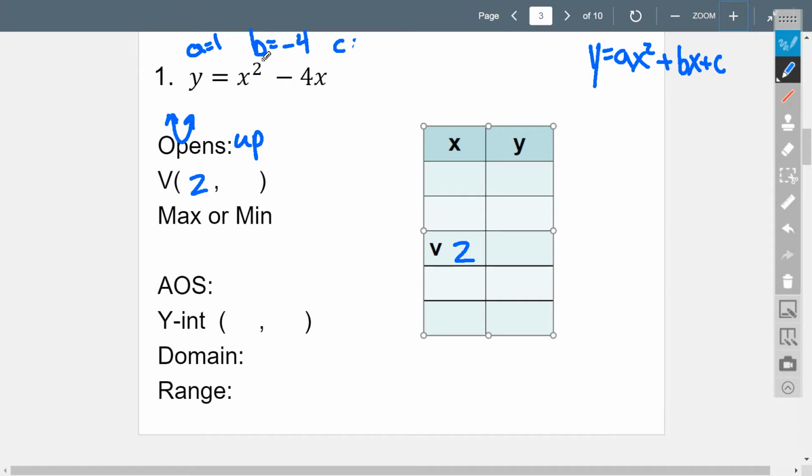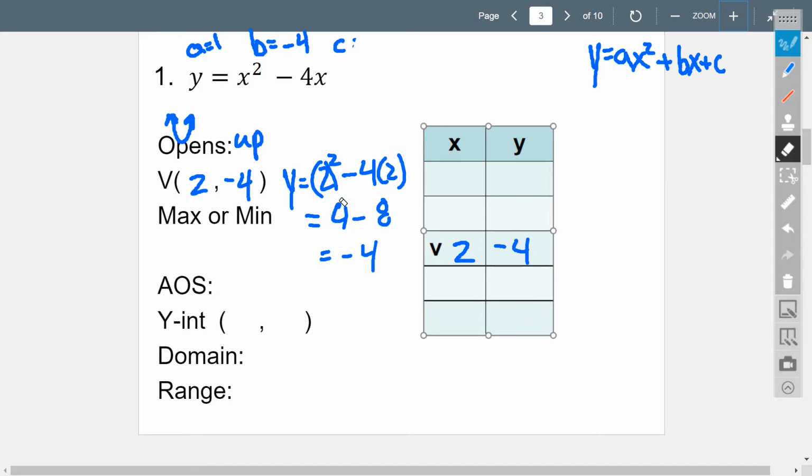To find the y-coordinate, we simply substitute x into the equation. So y is equal to x squared minus 4 times x. So 2 squared minus 4 times 2, so 4 minus 8, which is negative 4. So the y-coordinate is negative 4. We got (2, negative 4) as the vertex.